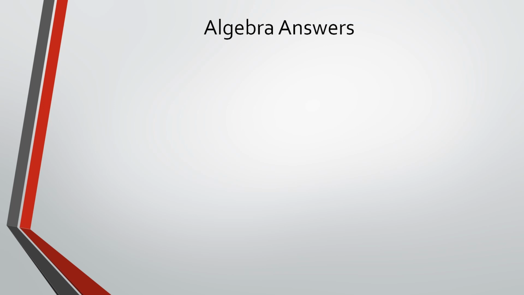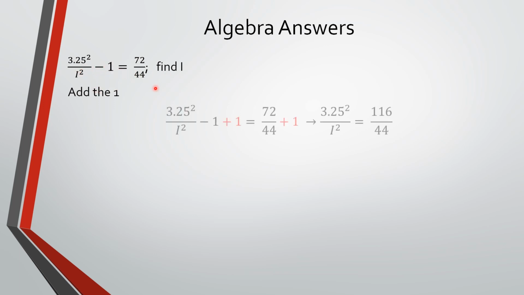We'll look at the last two. The next one was this one. What makes it slightly more difficult is that what we're looking for, I, is in the denominator. Okay, so this is slightly different, but not much. The first thing we need to do is get rid of this one. We're trying to isolate this variable, so let's get rid of this one. Add one to this side, add one to that side.